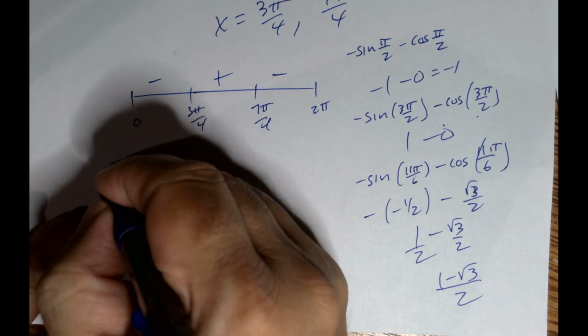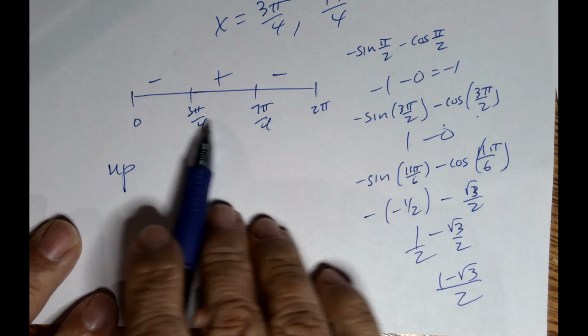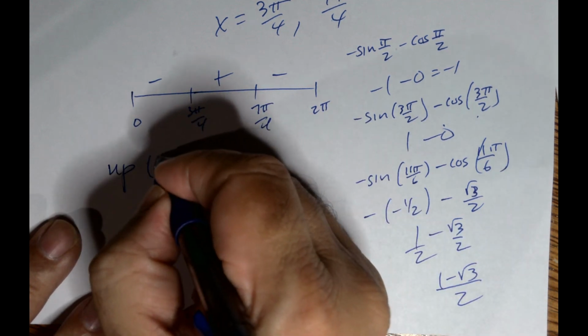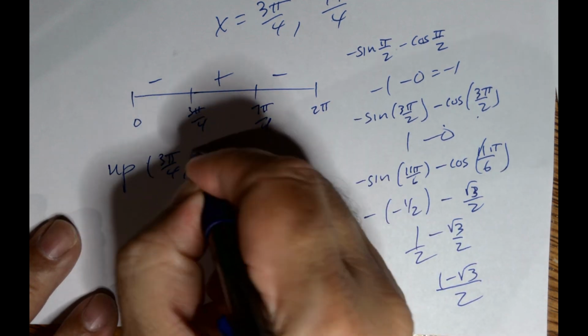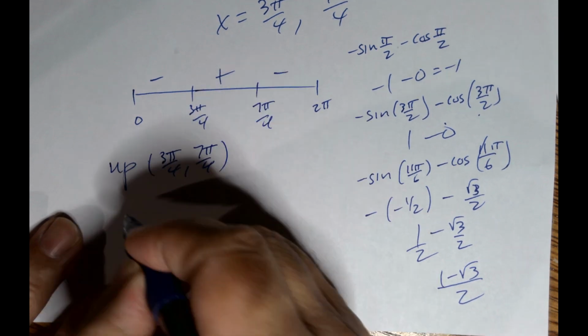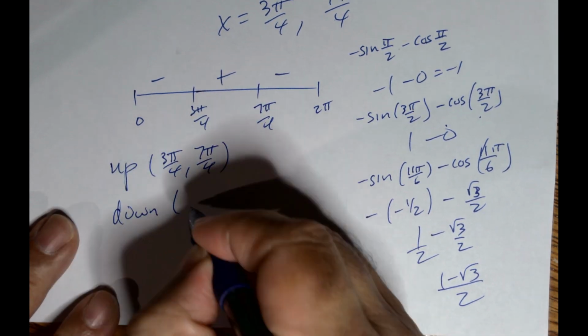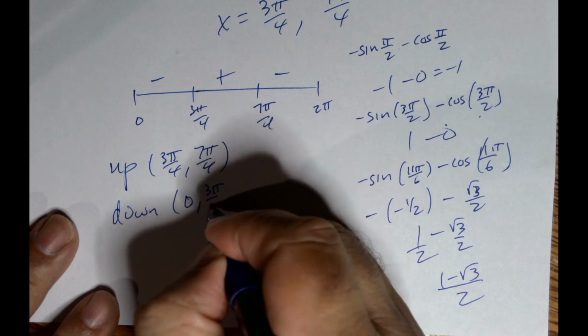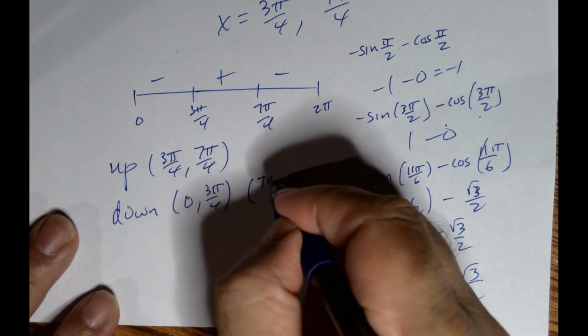So it is concave up only from 3 pi over 4 to 7 pi over 4. Concave down from 0 to 3 pi over 4 and 7 pi over 4 to 2 pi.